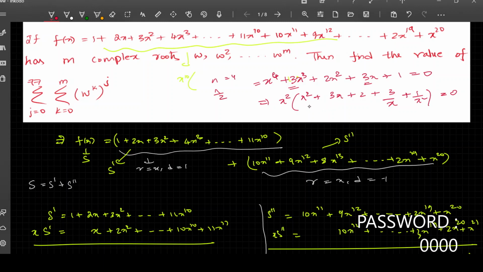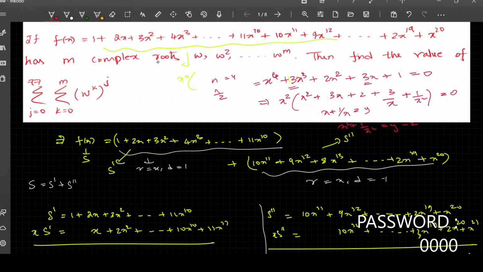Now this x plus 1 by x can be assumed as y. So x square plus 1 by x square can be written as y square minus 2, and this again becomes a quadratic equation. So from a biquadratic we have reduced it to a quadratic.